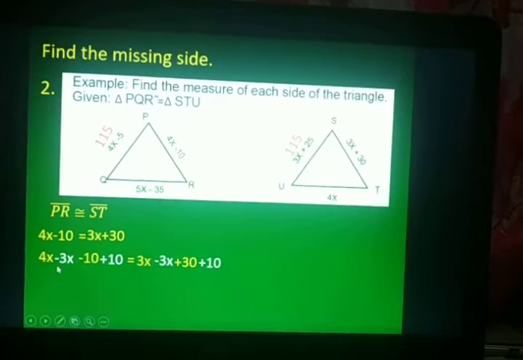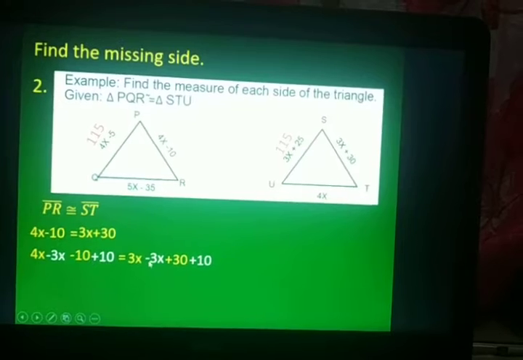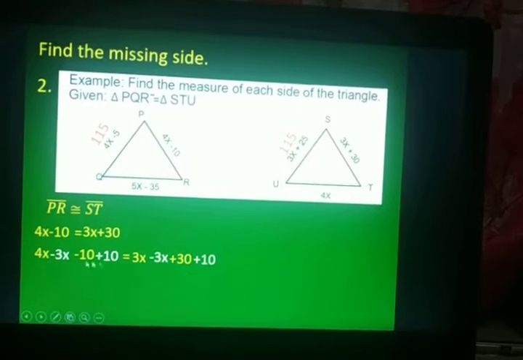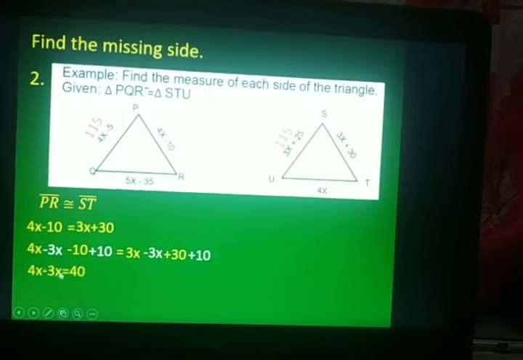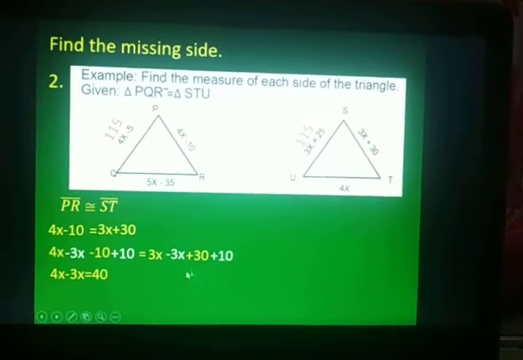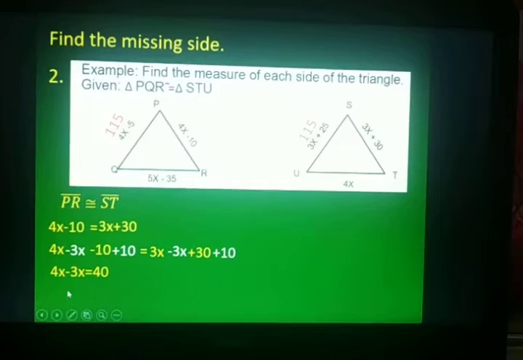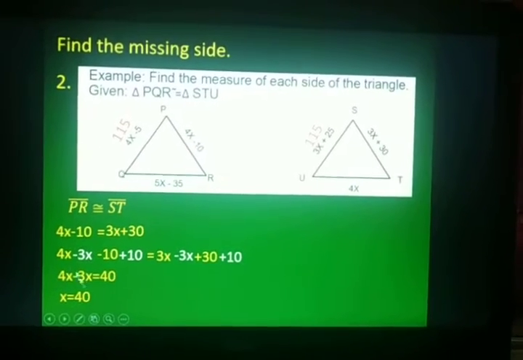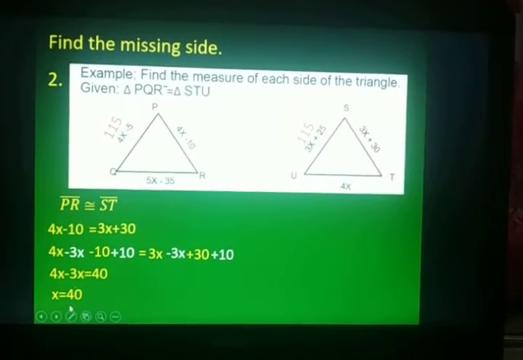Okay? So, this becomes 0. And then, we just add the remaining terms. 4x minus 3x equals 40. We got 40 from 30 and 10. Okay? So, 4x minus 3x is x equals 40. This time, for the second side, the x is 40.